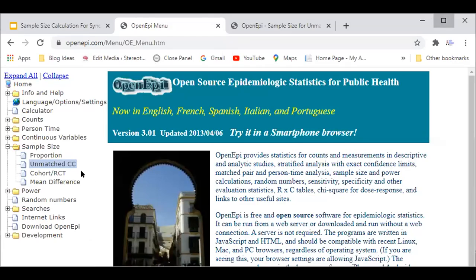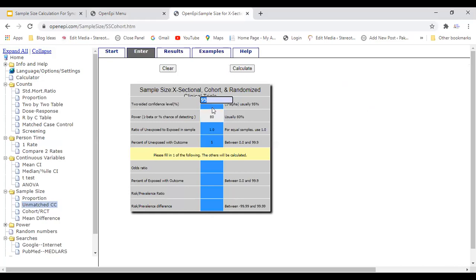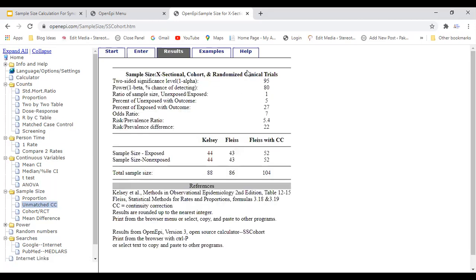So we are back to OpenEpi, and here we will go to cohort and RCT. As you can see, the values are the same: confidence interval 95, power is 80%, ratio of unexposed to exposed 1, and now input just one of the ratios. For example, if we input an odds ratio of 7, this will show up. This is the same odds ratio that I inputted in the previous study. So now just calculate the sample size. This is the sample size for your randomized controlled trial.